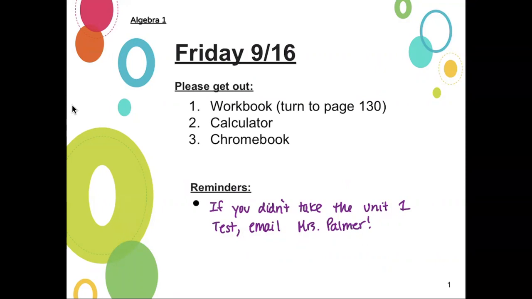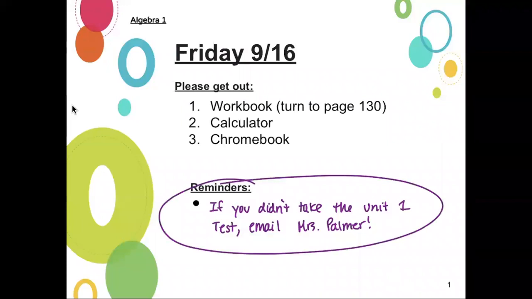If you have not taken the Unit 1 test, make sure you email me today. And we can start planning out a time for any of you who didn't take it to actually make that up. So if you know you're one of those students, make sure you send me an email by the end of the day today. Okay. In your workbooks, though, please make sure you turn to page 130.